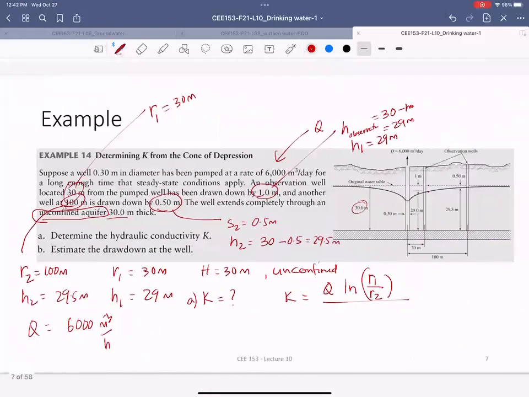Then pi, H1 square minus H2 square. Everything is given to you, so all the values you can substitute to get the answers. And the answer will be, if you see, in meter per hour, because the flow rate is meter cube per hour and the other one is in meter, so it's going to be meter per hour or day. What's the flow rate? Yes, meter per day. You're right.